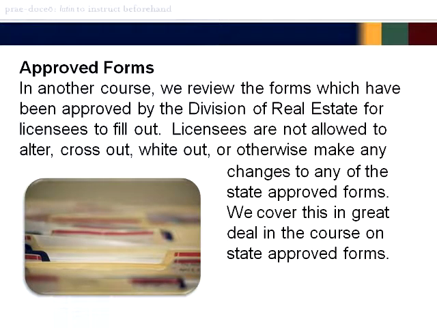Approved forms. In another course, we review the forms which have been approved by the Division of Real Estate for licensees to fill out. Licensees are not allowed to alter, cross out, white out, or otherwise make any changes to any state-approved forms. We cover this in great detail in the course on state-approved forms.